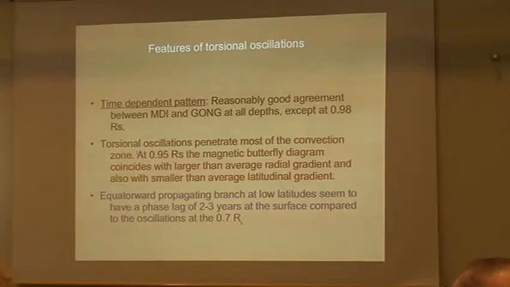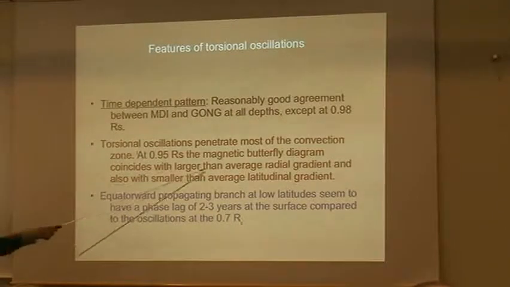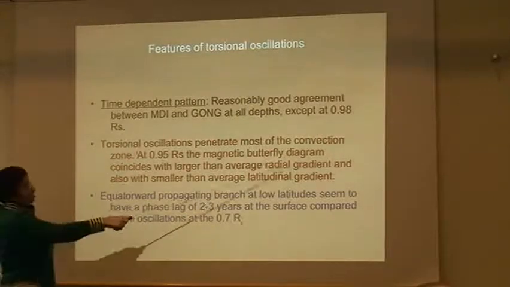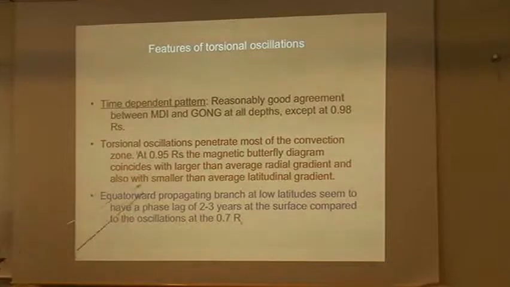From this part, we can say that in the time-dependent pattern there is reasonably good agreement between the MDI and the GONG data at all depths, except very near the surface. The torsional oscillations penetrate most of the convection zone. At 0.95 solar radii, the magnetic butterfly diagram coincides with a larger than average radial gradient and also a smaller than average latitudinal gradient. This is an important thing.